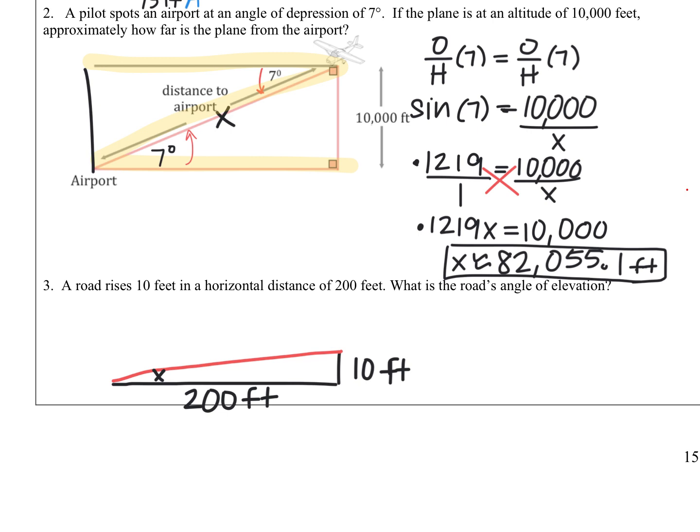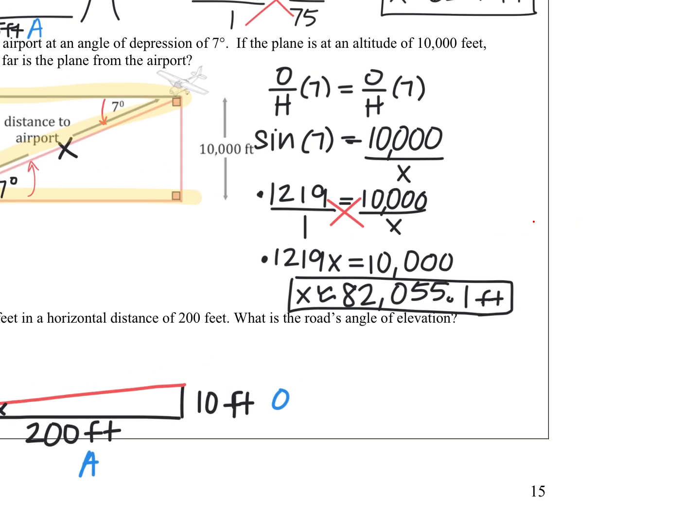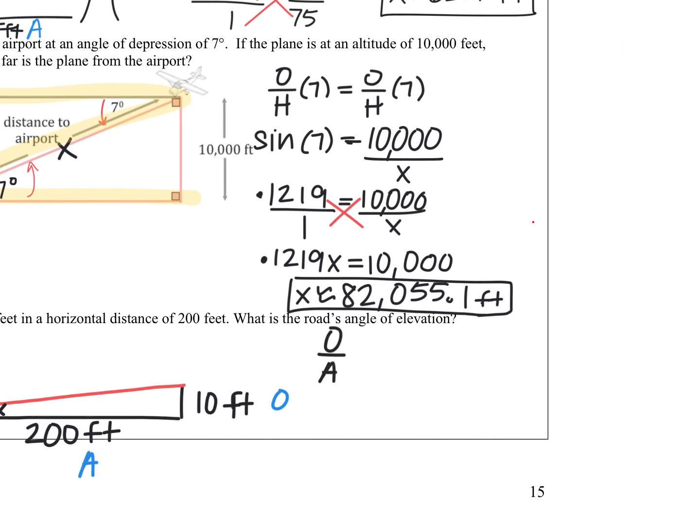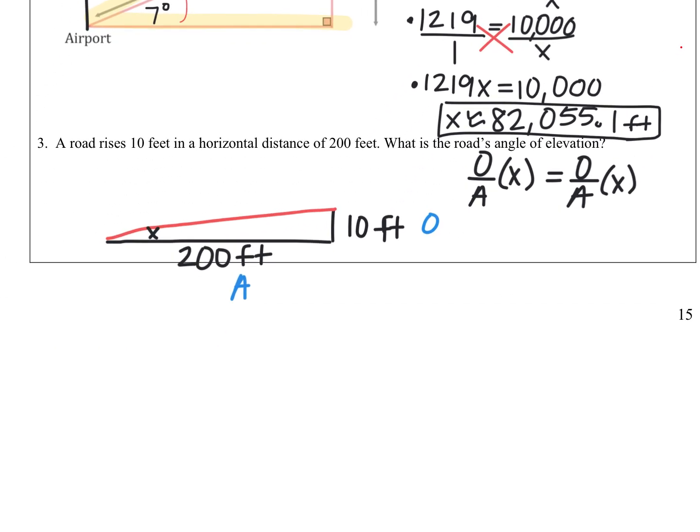You can set it up the exact same way you've been setting things up. So I would still start the same way. Opposite, adjacent. Opposite over adjacent from x is equal to opposite over adjacent from x. This is what we talked about Friday. Now we're going to replace. What's that called? Definitely tangent. Tangent of x is equal to 10 over 200.